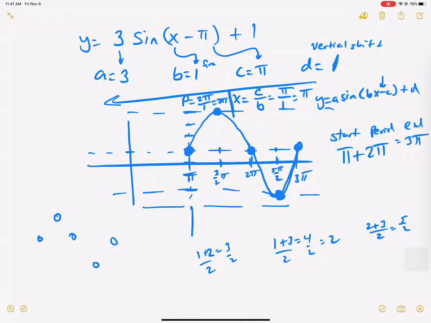What about the C value? C value was C over B. That said pi, so we started at pi. And our D value is 1. And we are raised by 1. Yep, we have all the characteristics.